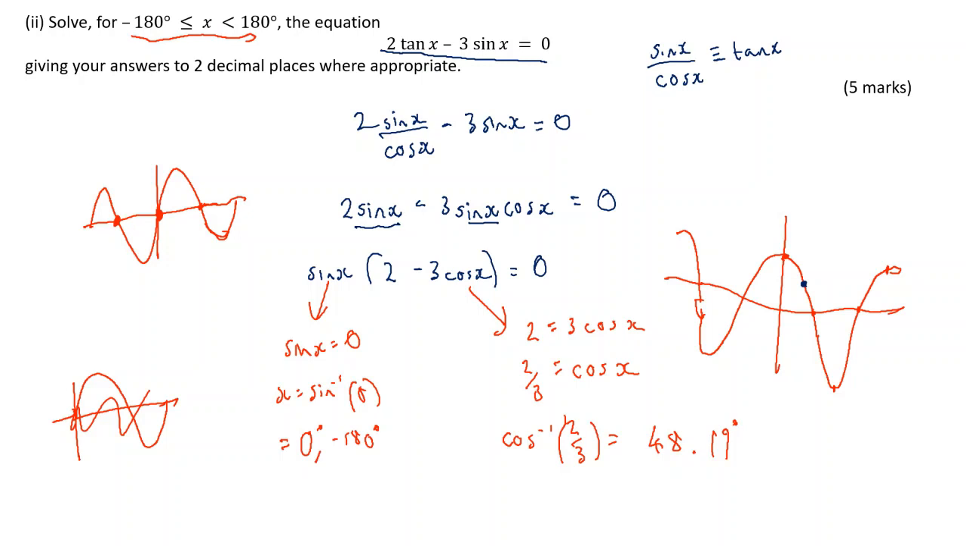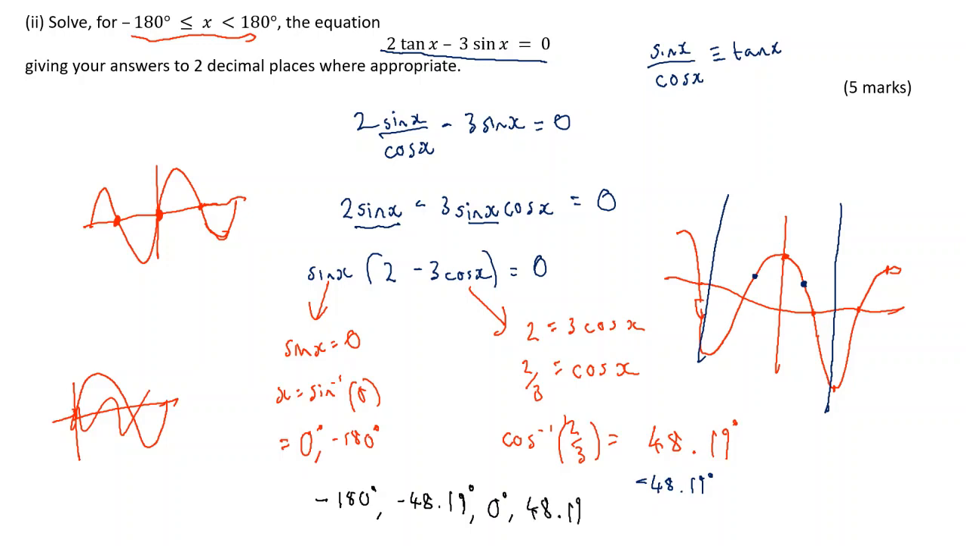Now, bearing in mind we're only working in the range minus 180 to 180, this is the range we're dealing with. Okay, between here and here. So the only other value of cos I need to find is this one. Using the symmetry of the graph, that would be minus 48.19. And then probably, just to write my final answer, I would write all of my values out in ascending order. So I would write them as minus 180 degrees, minus 48.19 degrees, 0 degrees, and 48.19 degrees.